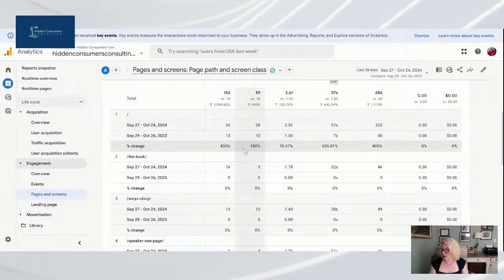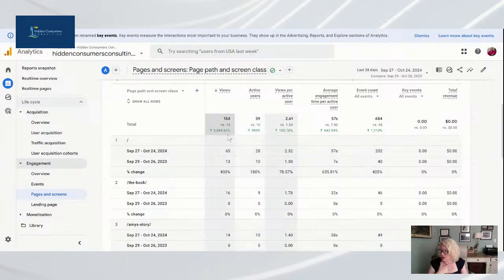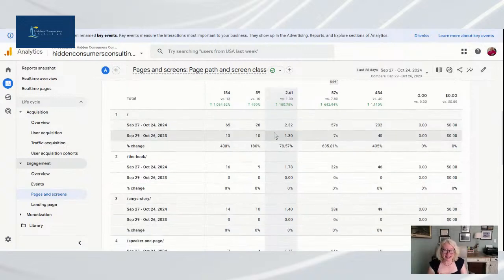Wow, look at those numbers though. My views of all my pages are up over 1,000%. My active users are up 490, almost 500%. We're going to just call that 500%. Yes. 59 people versus 10. I like working in percentages. It makes it look so much nicer. My views are up 100% and engagement time is up 650%. Like I'm so excited. Like I finally did it. I finally made my website start on the path to work for me. But what is it they're looking at? My book.